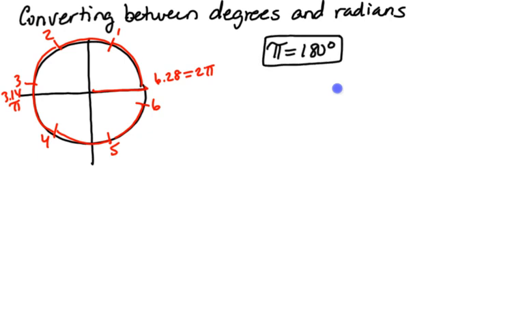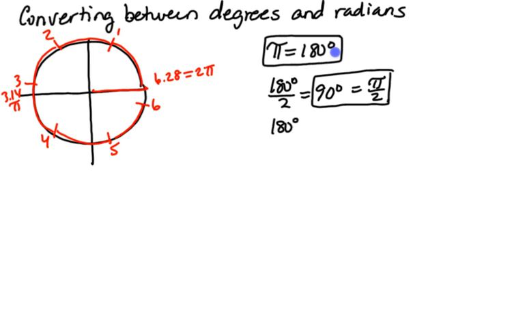So how do we find special angles? Well, we're especially interested in things like 30 and 45 and 60 and 90. So let's start with 90. 180 divided by 2 equals 90. So that also must equal pi over 2, because if I divide 180 by 2, I also need to divide pi by 2. So there's another important relationship. If I divide 180 by 3, I get 60. So 60 is equal to pi over 3.